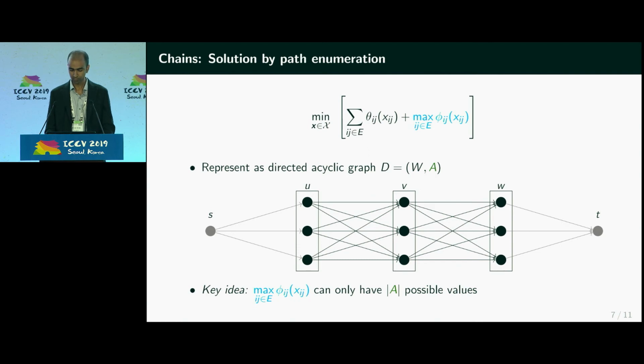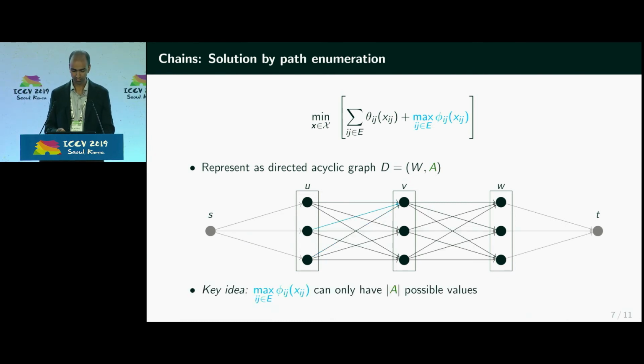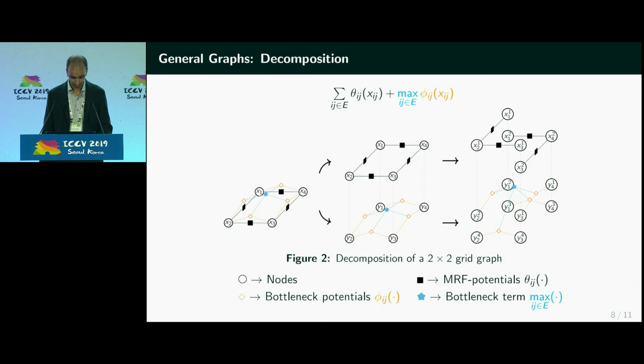So for that, we exploit the fact that due to the discrete nature of the problem, the bottleneck term can only contain a number of values equal to the cardinality of the set A. To solve the joint problem, we sort the arcs in A in terms of their bottleneck potentials and incrementally introduce these arcs into the graph. On each arc addition, shortest s-t path needs to be found for finding the minimizer. We use a dynamic shortest path algorithm to solve this problem in an efficient manner by reusing the distances from previous calculations. For general graphs, we decompose our problem as follows.